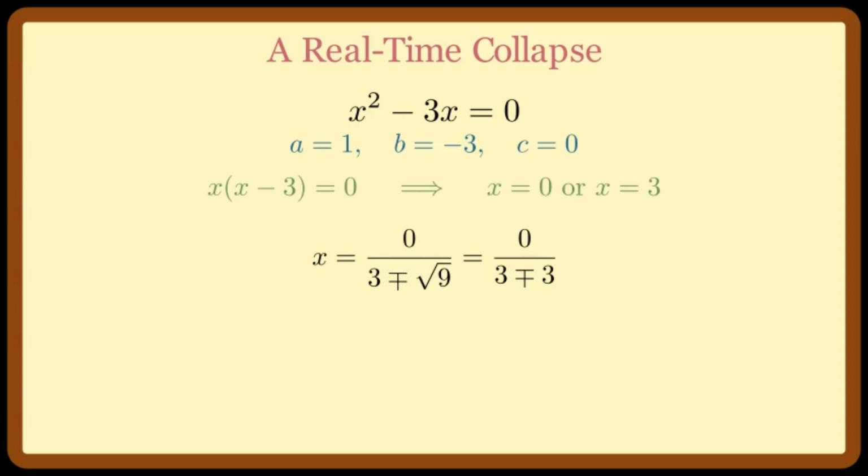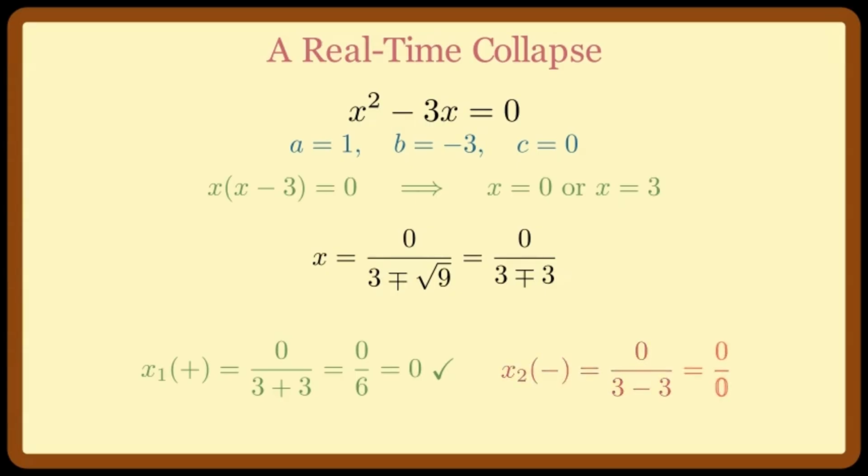For the first answer, everything looks fine. We will get 0 divided by 6, which gives 0. But hold on tight for the second answer. We will get 0 divided by 3 minus 3. Meaning we just divided 0 by 0, we got an expression that is completely meaningless. The equation just collapsed in on itself, and that is exactly the answer.